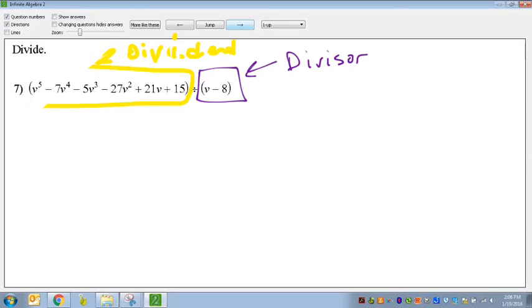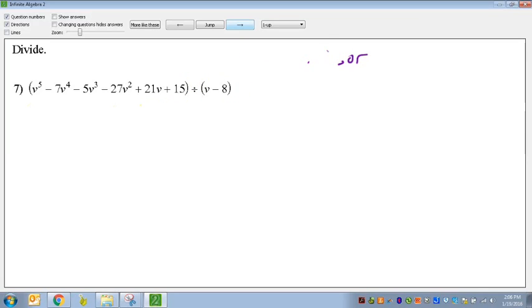But what I'm looking for is, if I were to solve the divisor, if I were to actually solve v minus 8, would it come out to be a nice whole number? That's the goal of synthetic division. We want it to be nice numbers. Now, if it's a rational number like a fraction or a decimal, again, we could still do it, but it won't be as simple. So we choose to only use synthetic division if the divisor, when solved, will be a nice number. So if I add 8 to both sides, v equals 8. So 8 is a nice whole round number.